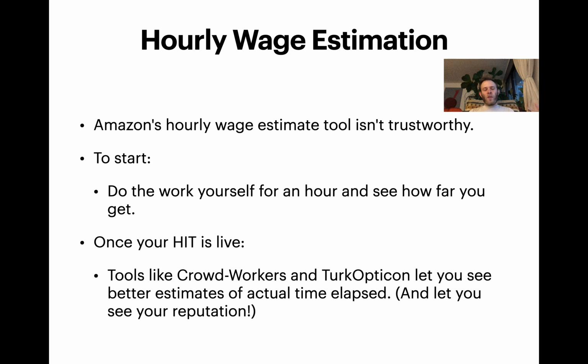To estimate the hourly wage, to guess how much you actually are paying, or to set your pay rate, Amazon has a tool that will tell you how much you're paying, which is not very trustworthy. I'm not completely sure what method it uses, but the numbers it produces can be very strange. It can be off by quite a good deal. So instead, I think the standard practice is to just do the work yourself. Try doing the HIT yourself for an hour or so and see how long it takes. And once your HIT is live, once people are actually starting to do it, look at your reputation and look at reports about your HIT on tools like Crowdworkers and Turkopticon to get better estimates of how much time workers are taking.